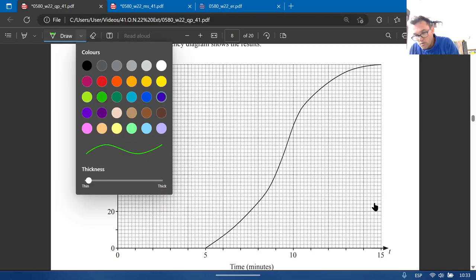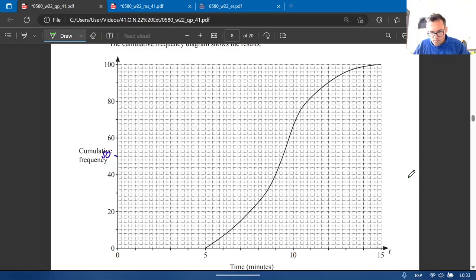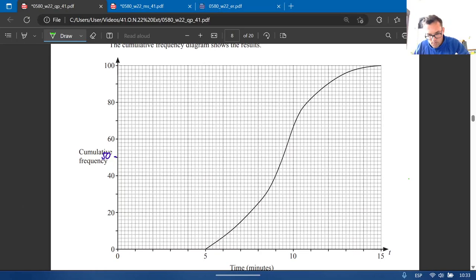Okay, so take your ruler and your pencil, and you draw a line. Draw the line, because that way the examiner sees that you're serious about stuff. You know what you're doing. There we go. We go down.